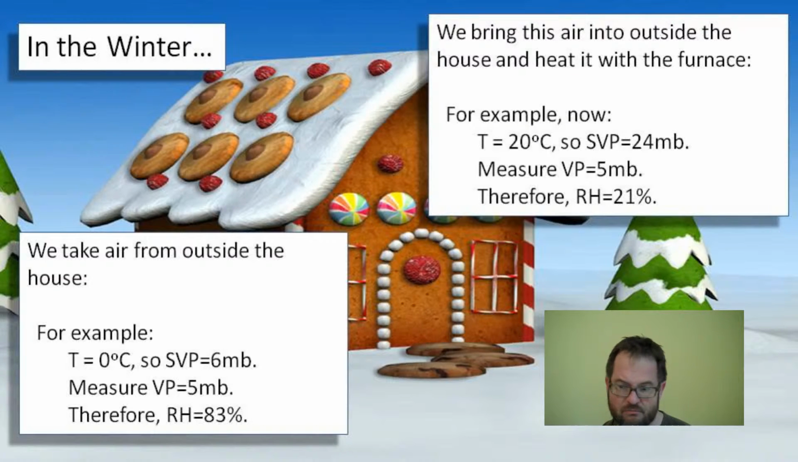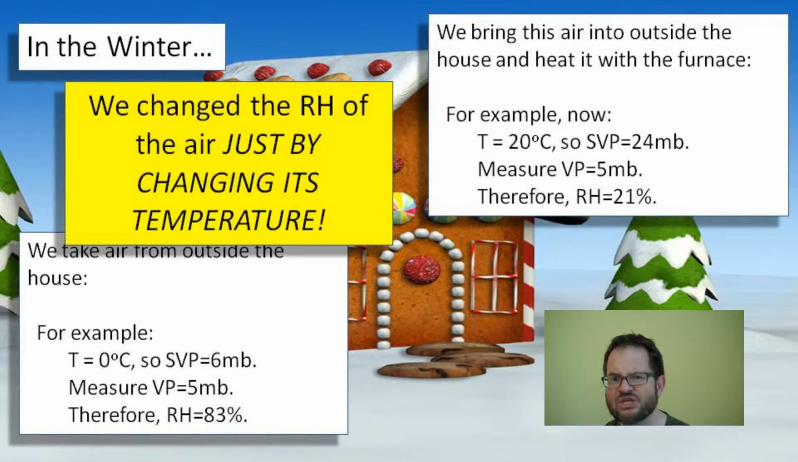Well, we haven't done anything to add or remove any water vapor from the air, so the vapor pressure is still 5 millibars if we measured it. Which means that the relative humidity now is 5 divided by 24, which works out to 21%. Well, that's a little awkward. We changed the relative humidity without changing the amount of water vapor in the air at all. We just changed the temperature. That's not really what we want. Not to mention, a relative humidity of 21% is not very comfortable. Your lungs are going to be drying rapidly as you breathe this very dry air into them. You're going to need something like a humidifier to keep the air more comfortable in your house.